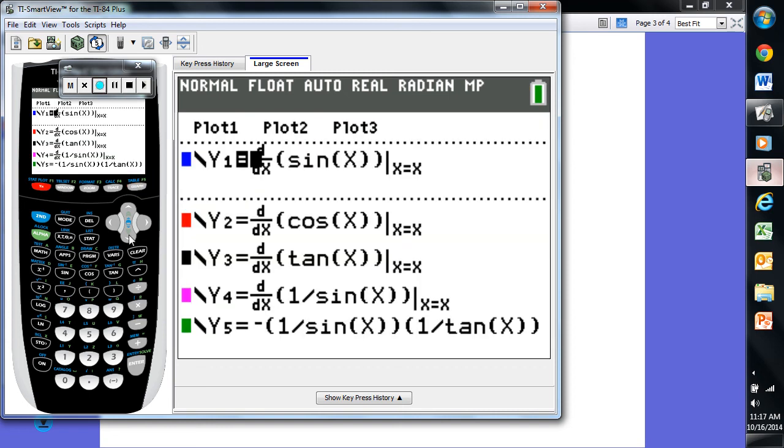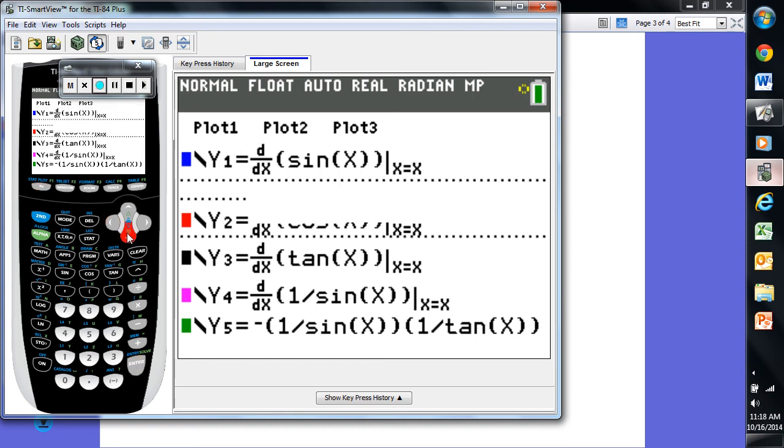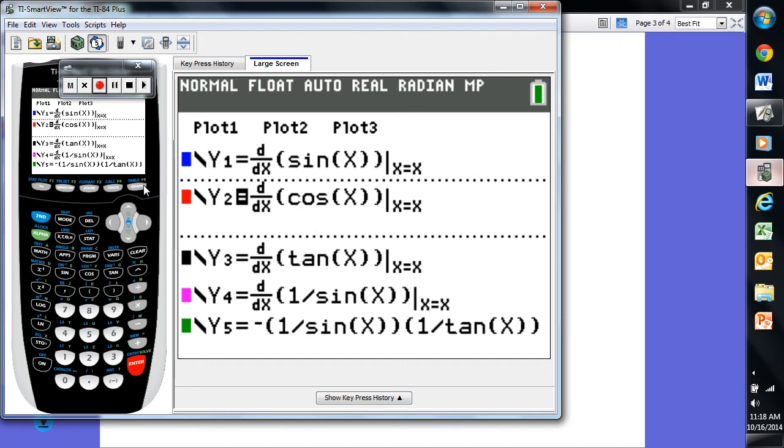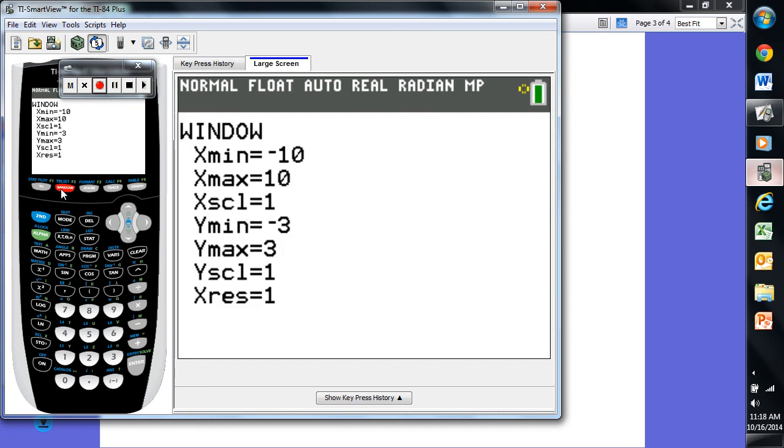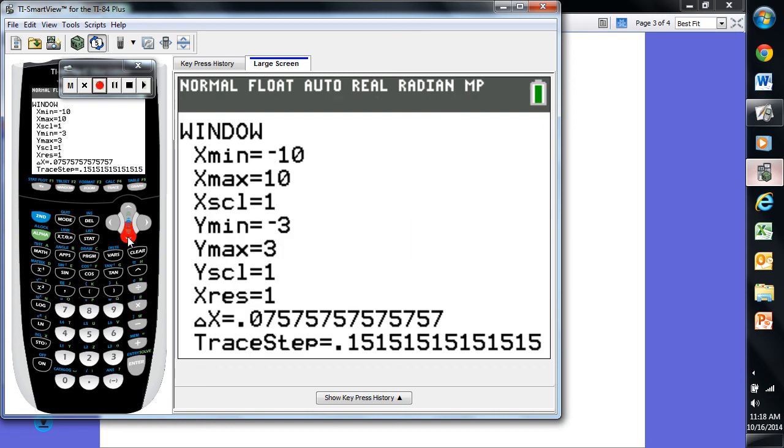The next one we're going to look at is the derivative of cosine. Now when you say x equals x, that means you just want to graph it for all x. You don't want it to evaluate at x equals pi over 2. You want to graph it for all values of x. And hopefully you recognize this. Now I should be able to speed this up. How do I do that? I forget. I think it's in Window. So that took forever. I think if I go to Window and I set XRes to like 10, that might make it go faster. We'll see.